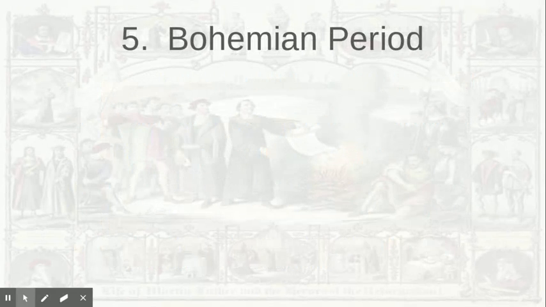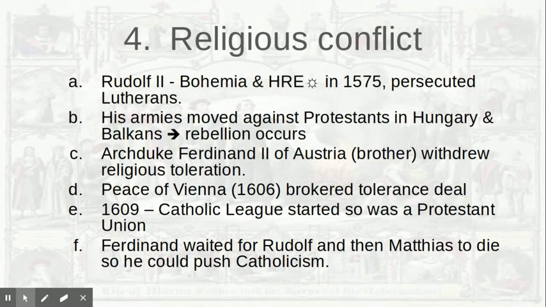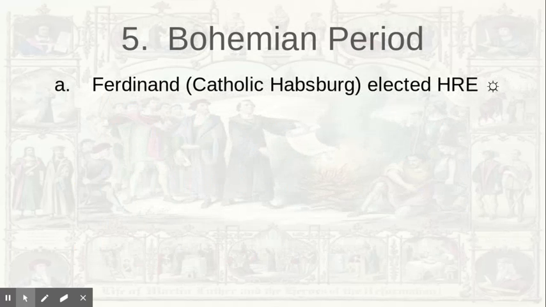But no significant action would be taken yet because Ferdinand was waiting for Rudolph to die. Because even though Rudolph had started all this, Ferdinand didn't think he was radical enough. So Ferdinand was waiting for Rudolph to die so he could really push Catholicism the whole way.